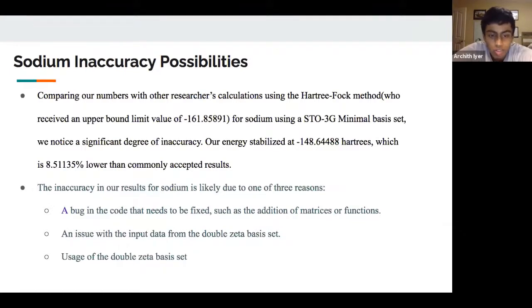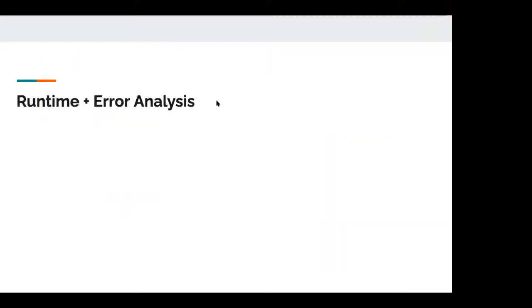And the last one is usage of the double zeta basis set. The people who got the more accurate value used the STO-3G set, which is what I was mentioning earlier, but it really shouldn't be that case because the double zeta basis set is commonly accepted to be even more accurate. Because again, we're using two functions to find the orbital energies as opposed to one. So I don't know, maybe more is less in this case, but science should say that the double zeta basis set is more accurate. So in conclusion, I think I can safely say it's a bug in the code, and maybe the addition of J and K matrices would fix it.